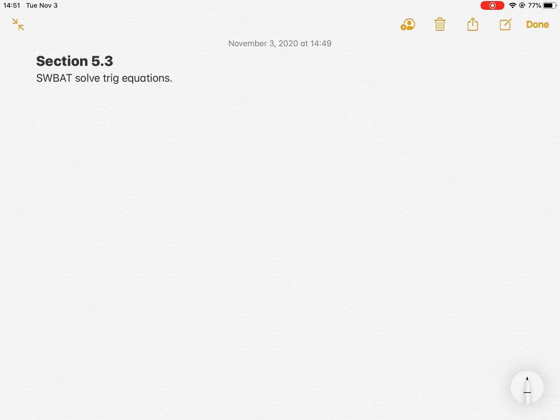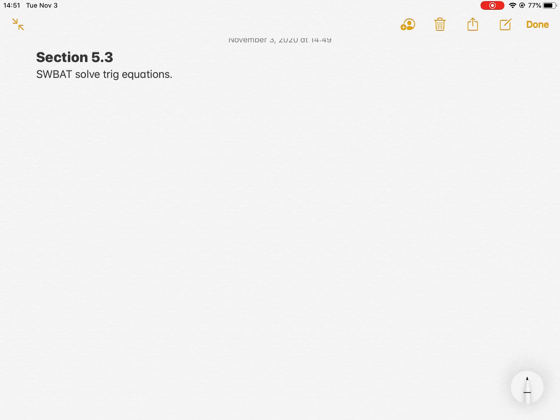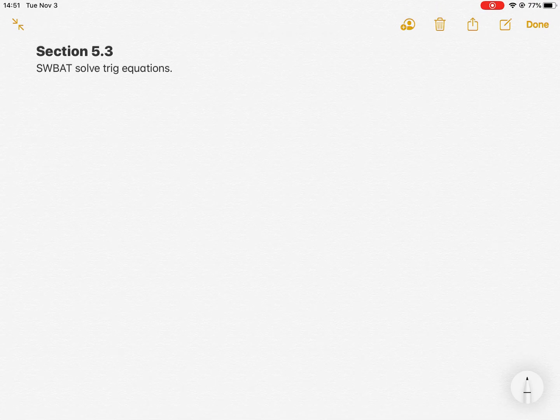So really the goal in section 5.3 is to be able to solve different trig equations. We'll look at a few different types of examples today, but again, I can't really show you every single equation you'll ever come across. So just keep in mind that what you learn today will not necessarily cover everything. You should be able to take what you learn and extend it to other problems. So let's just go ahead and maybe we'll start with one that's a little bit more straightforward, just so that we can kind of see what the idea is in these problems.